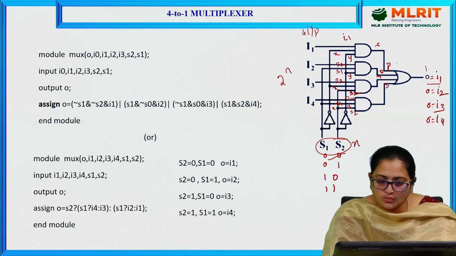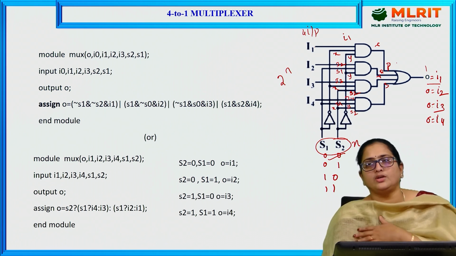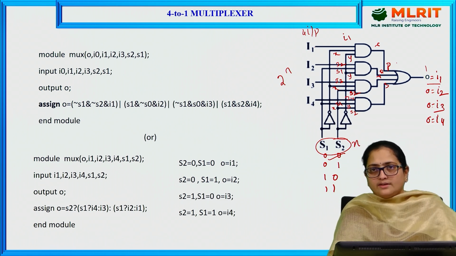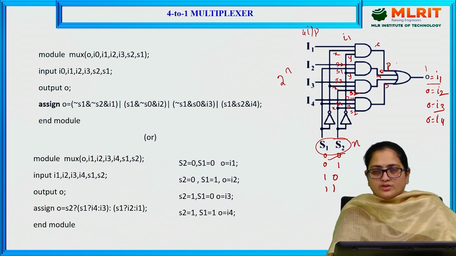Now, how to write the Verilog code for the 4:1 multiplexer. We can write it in two different ways: one by using a ternary operator, the other by using operators, which we have discussed in the previous video.